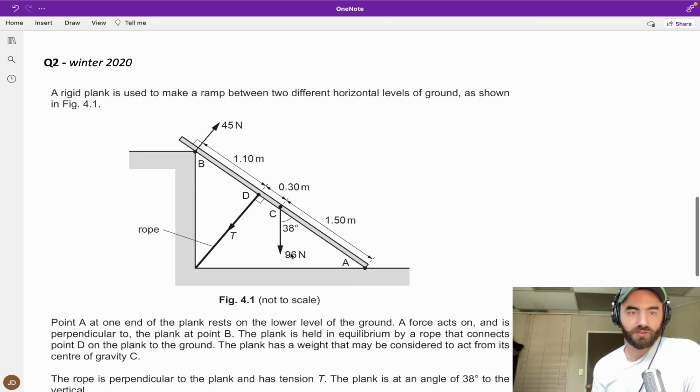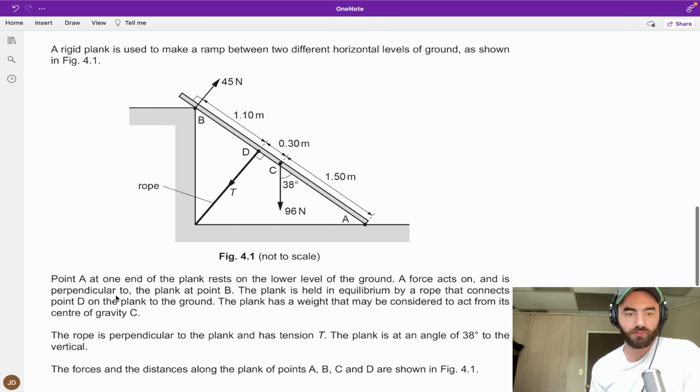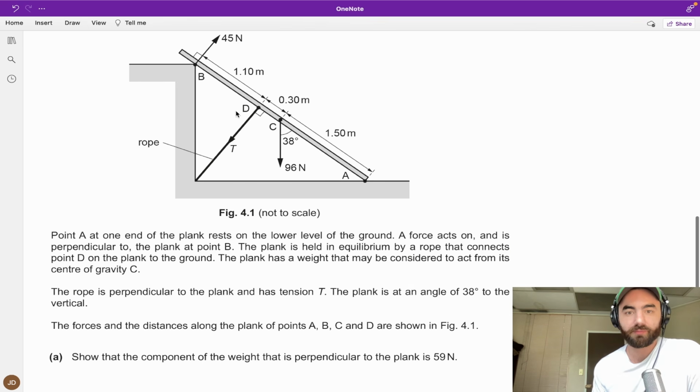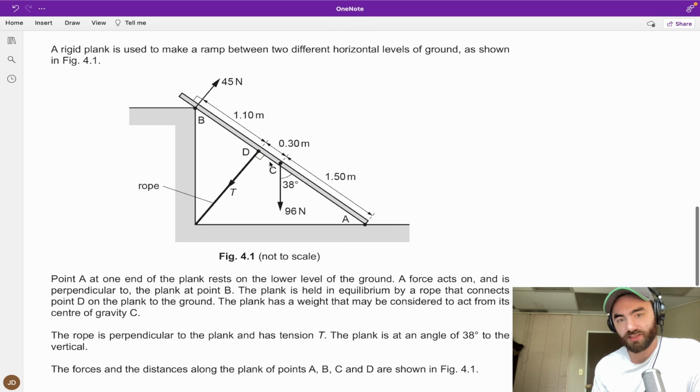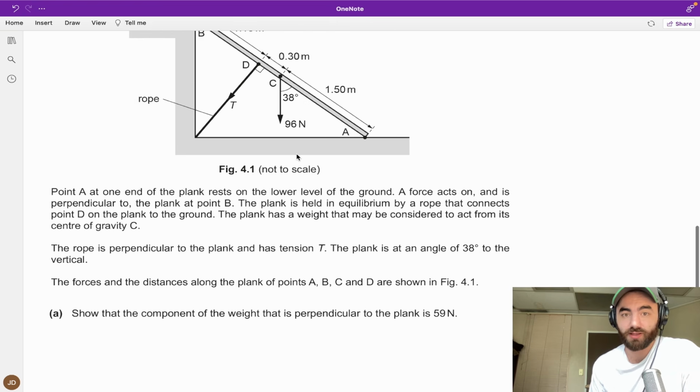Cool. Let's do this other one. Again, it looks quite complicated, but you can read through all this if you'd like. I'll go a bit quicker. This is the weight force here. It's 96 newtons. But in this case, it's not acting perpendicular to the distances. So we're going to have to find the perpendicular component of this.